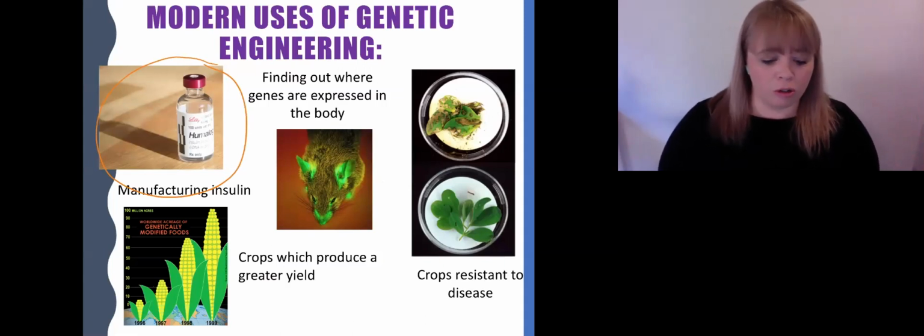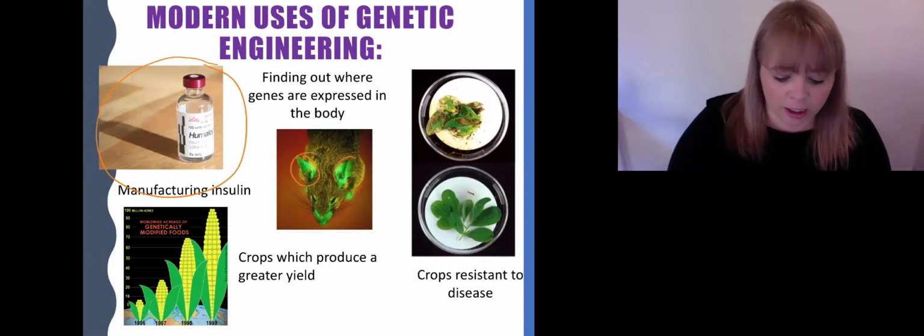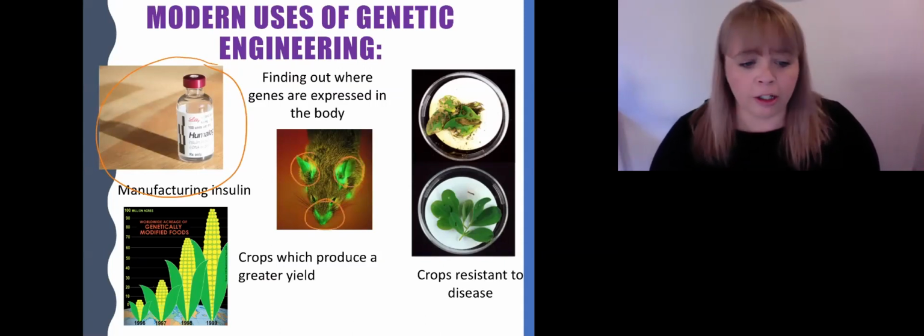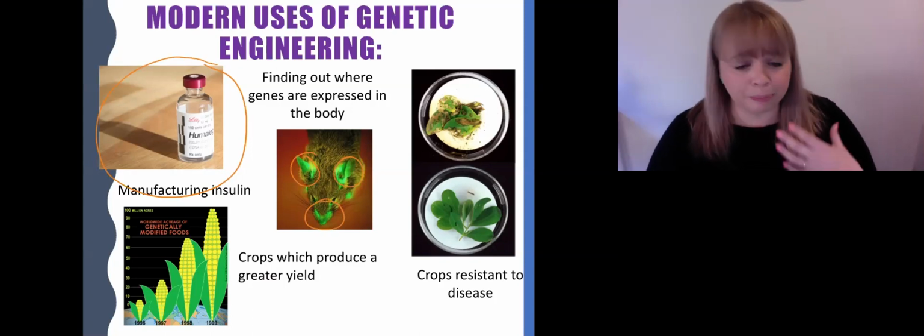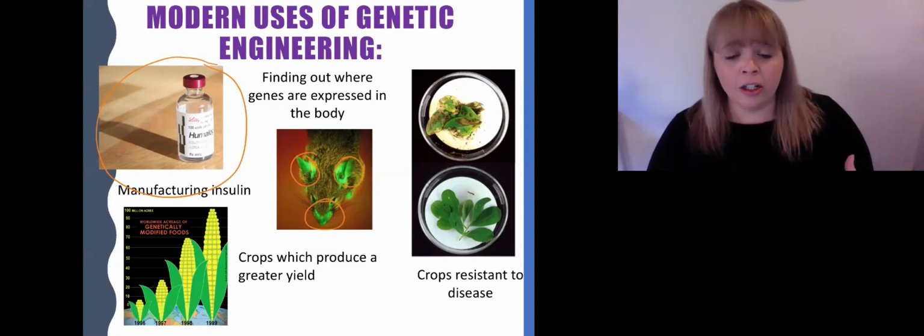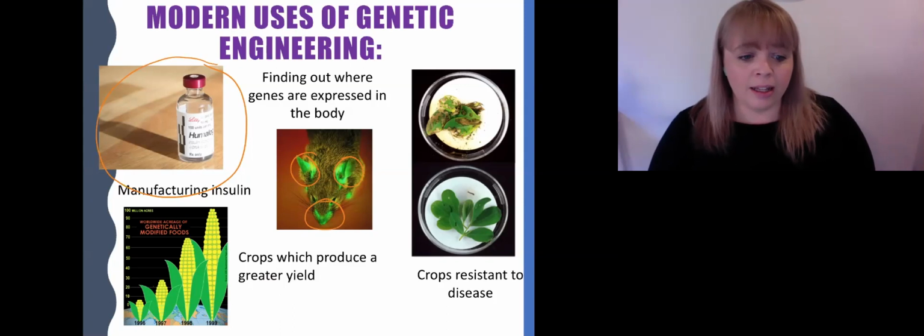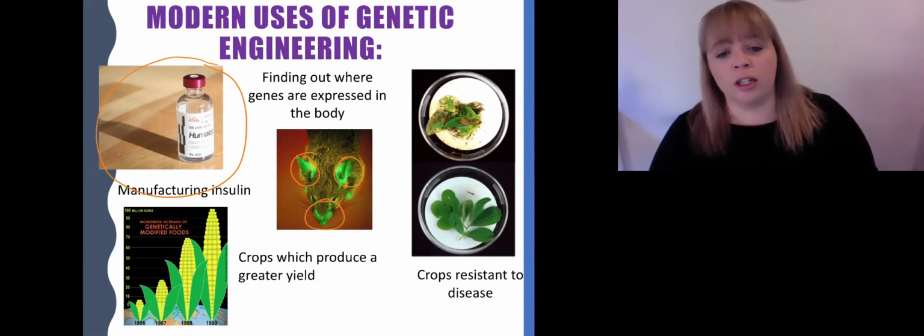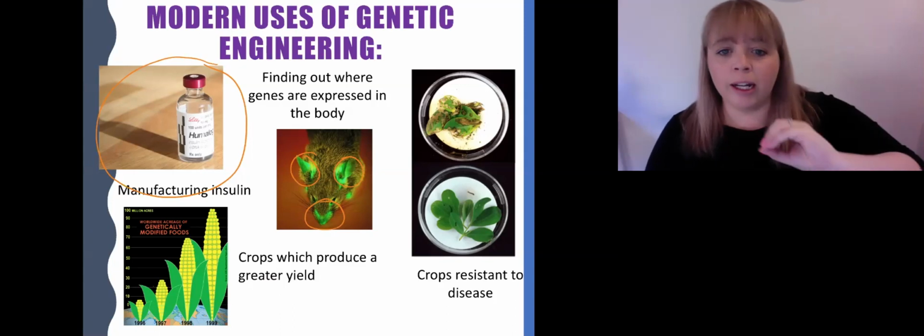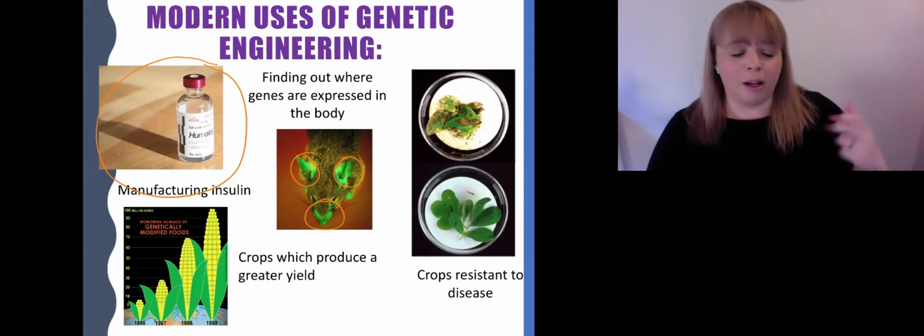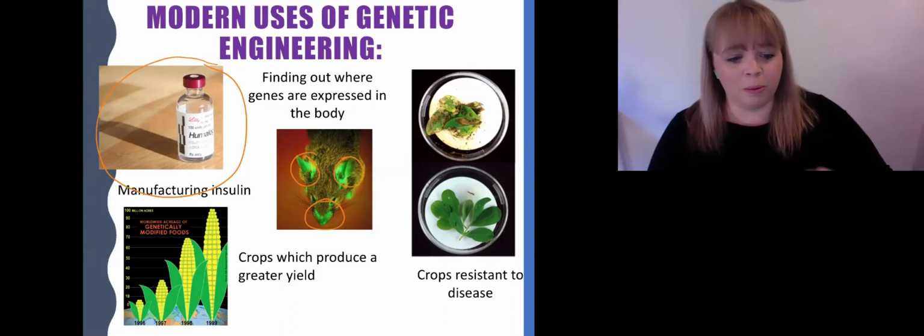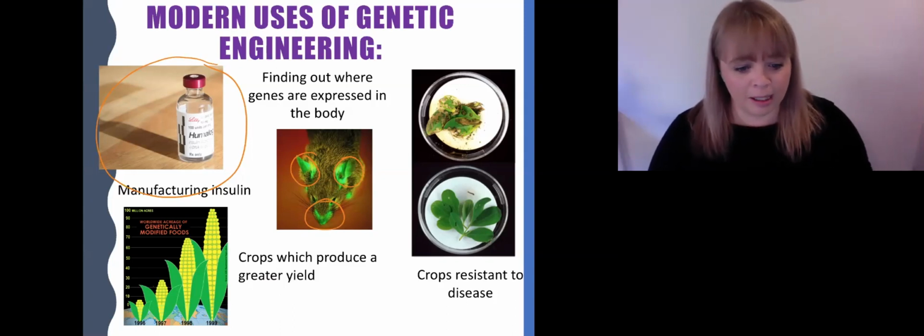We also can use it to find out where genes are being expressed in the body. So in this mouse in the middle here, by changing a gene to a fluorescent protein, they can grow a mouse after they've changed the embryo and figure out where that gene is expressed in the body by shining a UV light over the top. So pretty cool to make glow-in-the-dark mice.